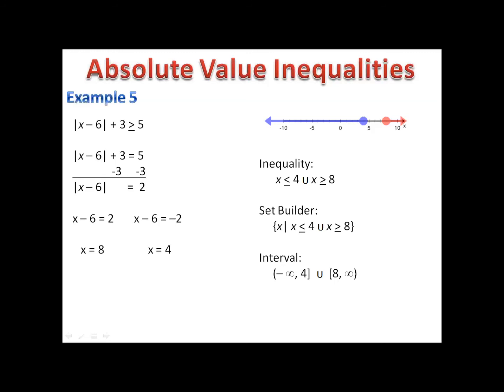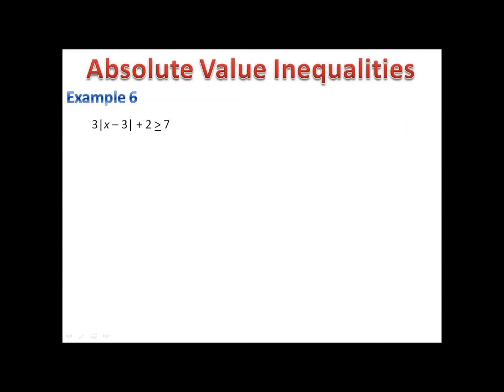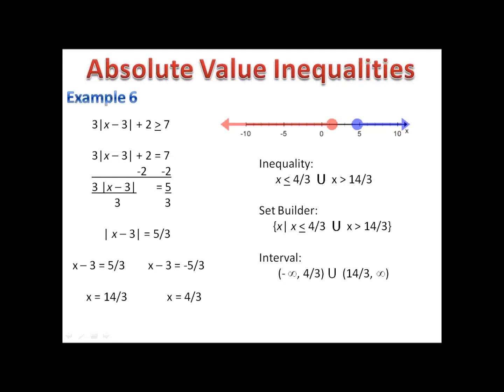In our final example today, we have a couple of things going on. We have +2, and we'd also have multiplying that whole absolute value by the value 3. Once again, I begin by getting it so that it's an equation, and I can subtract 2 from both sides. That gives me 3 times the absolute value of x minus 3 equals 5. Divide both sides by 3, and the absolute value of x minus 3 equals 5/3.